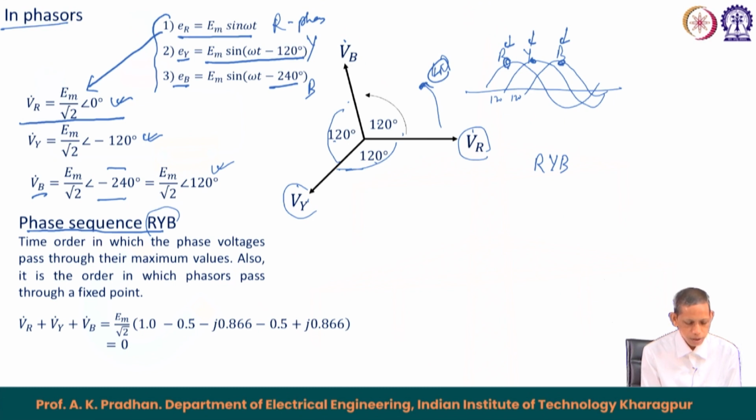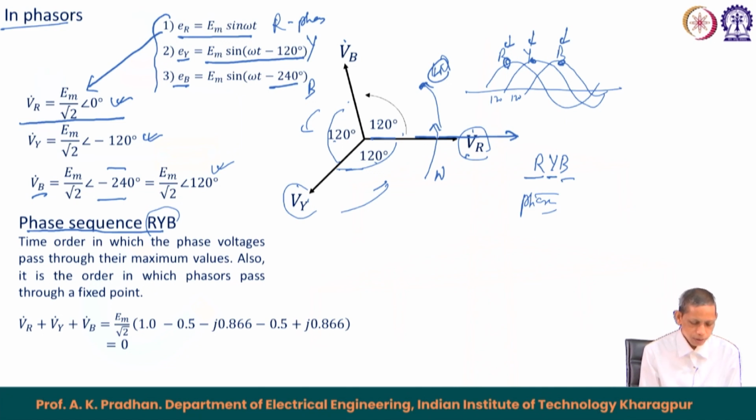Now, this is the time order, or otherwise, if we say phasors are anticlockwise rotating with a speed of omega, then to this x axis the R phase crosses first, then comes the Y and then comes the B. So, R first, then Y, then B. That way also you can say that the corresponding phase sequence for this arrangement is R, Y, B.